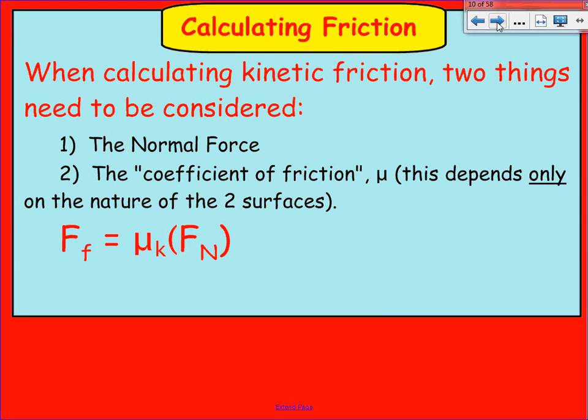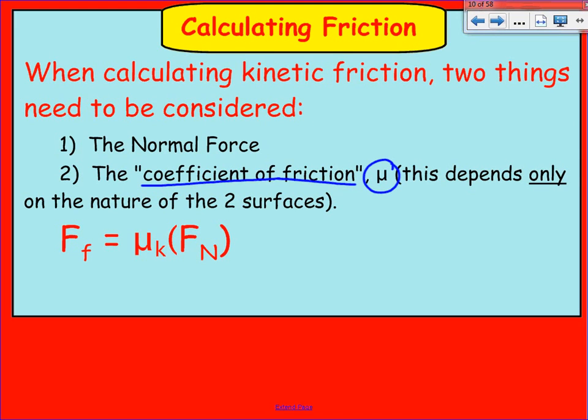All right, so how do you calculate these types of friction? Well, each friction is different. There's static friction and kinetic friction. This equation is more specifically for kinetic friction. When you want to calculate kinetic friction, there's two things that need to be considered. The first thing is the normal force. The normal force from the surface is going to make a difference on what your kinetic friction is. The second thing that makes a difference is something called the coefficient of friction, and that is going to have the Greek symbol mu.